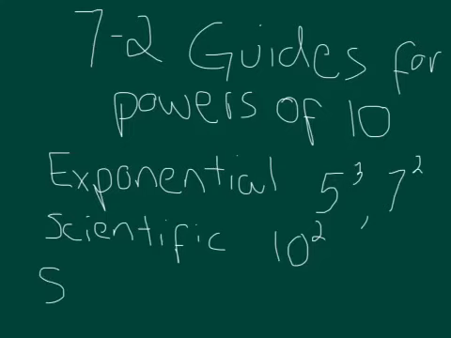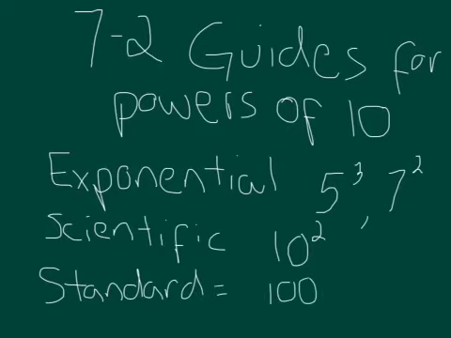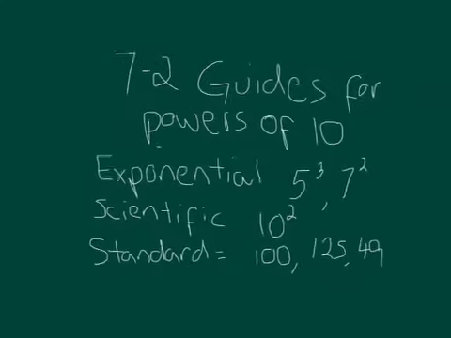And then we have standard notation, which is just the regular number, 100, or 5 to the power of 3 would be 25 times 5 is 25 times 5 would be, I'm trying to do this in my head, 25, see if we can do it faster. Very good, 125. And 7 to the power of 2, 49. Those would be your standard numbers. Okay, so now let's move on to the page.